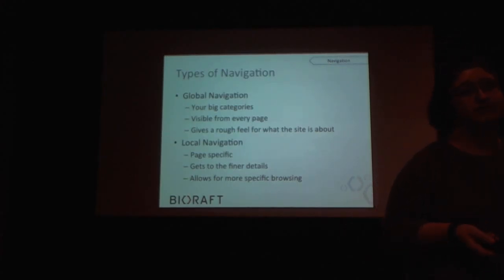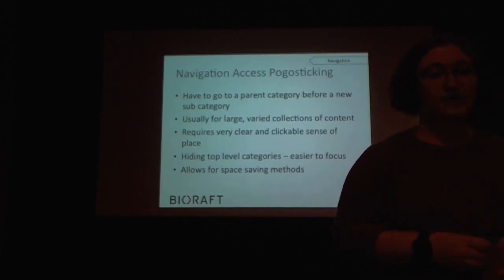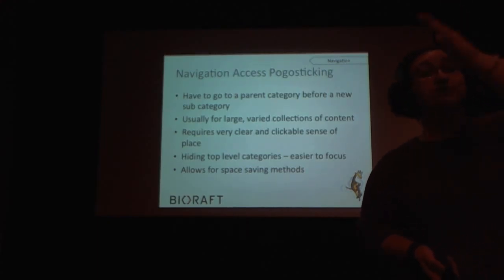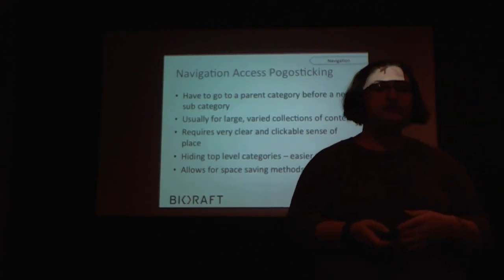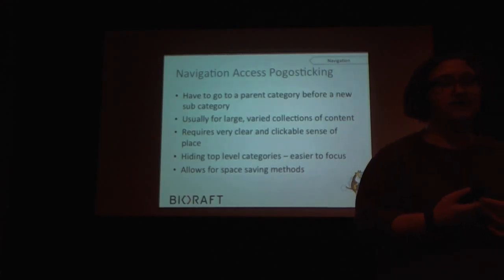People access information two different ways. One way is by pogosticking. There is a parent category before a subcategory, and you have to go back to that parent category before you can go to a new subcategory. So you're jumping back and forth and back and forth. This is usually for really large, varied collections of content. Music is a prime example of that. It requires very clear and clickable sense of place. People have to know where they are at all times, so they know where they have to go back to without relying on the back button.